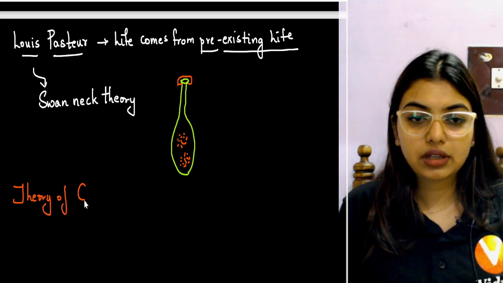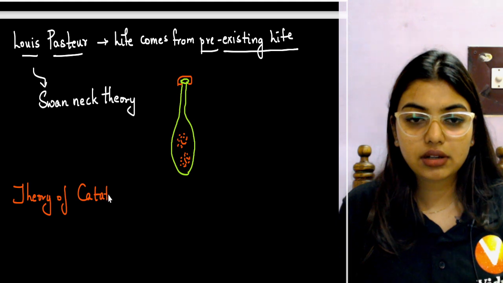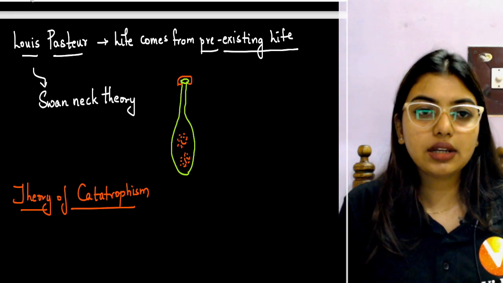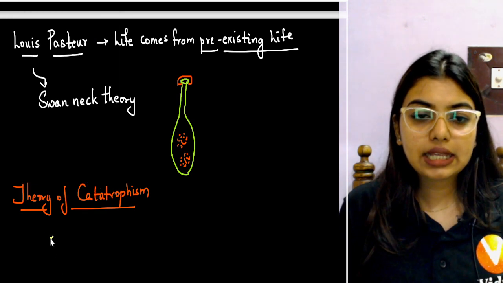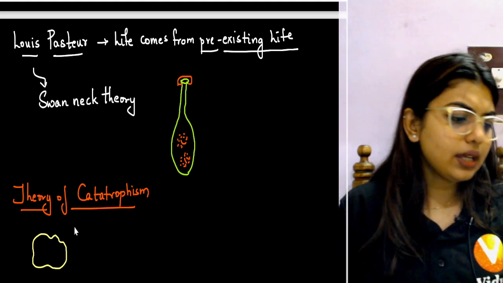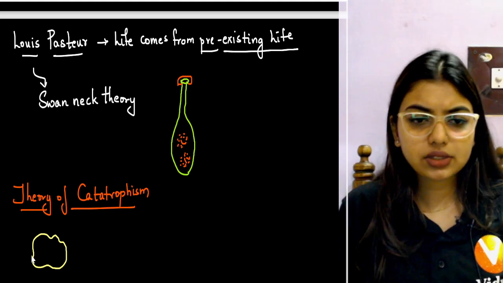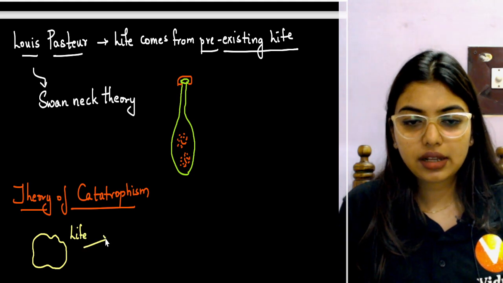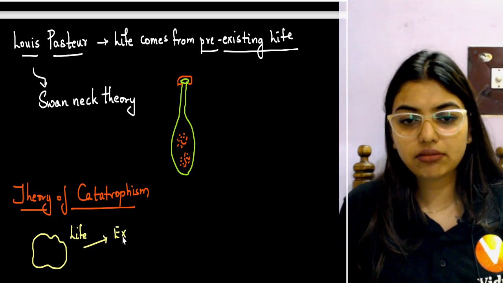Theory of catastrophism. What is this theory? Let's say this is one species, one life. Now this will get extinct.